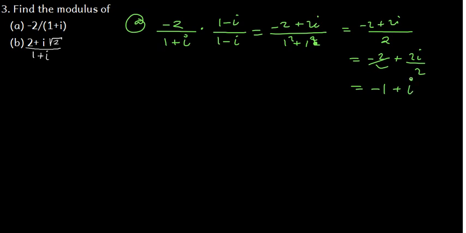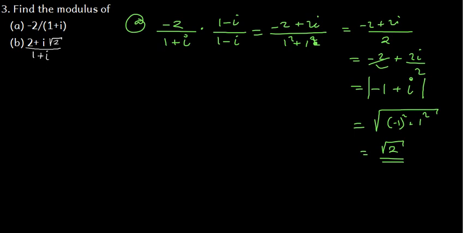Now we want the modulus. So for the modulus, we put it in bars like that. The modulus of a number is simply getting the first part, squaring it, and then the number in front of the i, that is the 1, also squaring it, and then we square root. Negative 1 squared is 1, positive 1 squared is 1. So here it is the square root of 2. That's the modulus for this one.